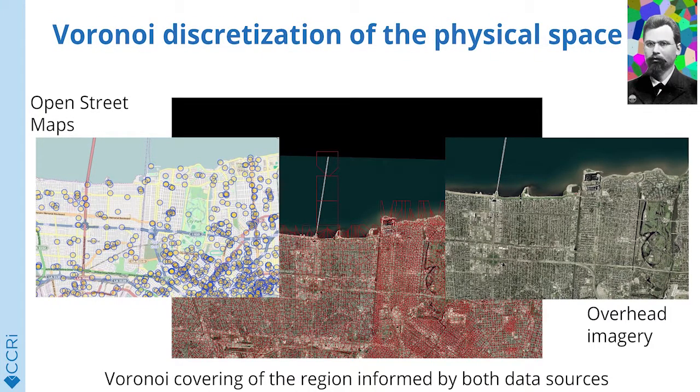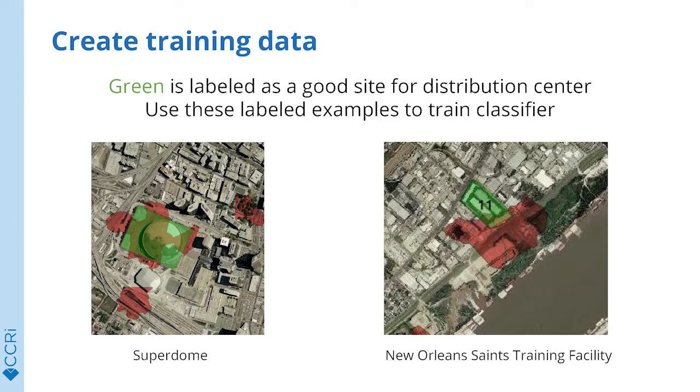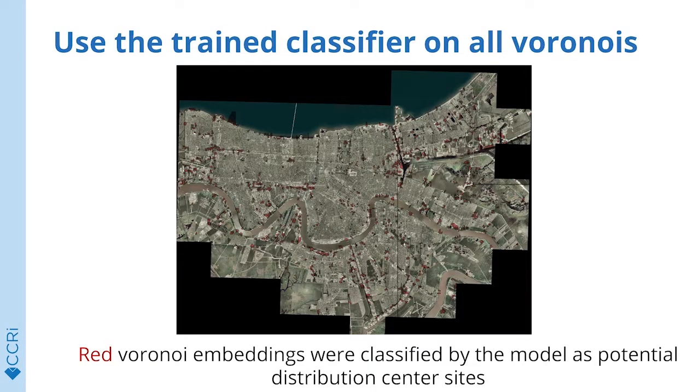We make triples out of all that data, and we also discretize the physical space by making a Voronoi covering that you see here. And then the next step is to create the training data. So what you see in green here are, you walk through and you find a handful of examples, and we label certain buildings as, this will probably make a good distribution center. Something like the Superdome is very large, can hold a lot of food, or the Saints Training Facility, also large and near big highways.